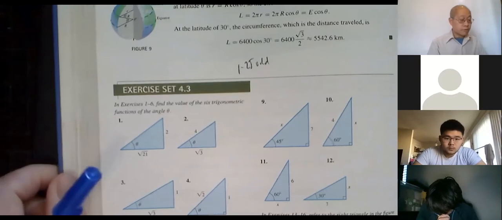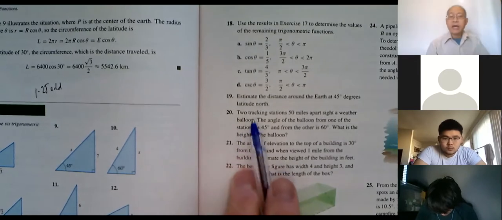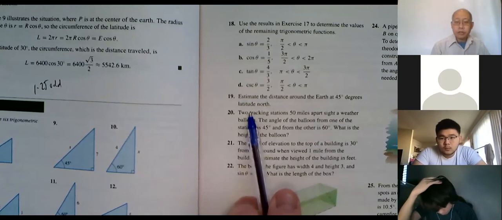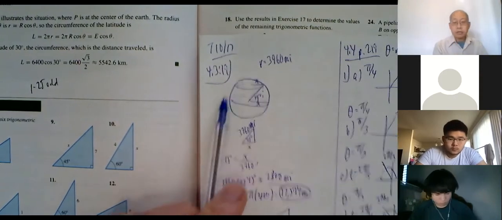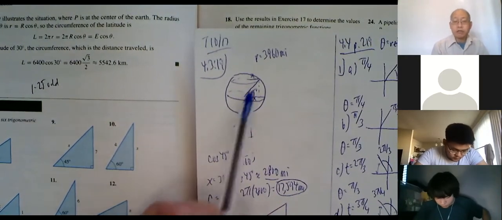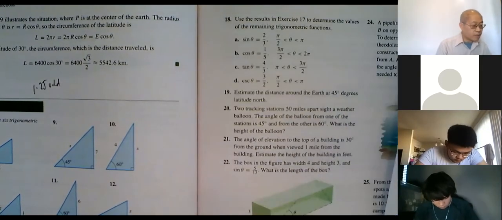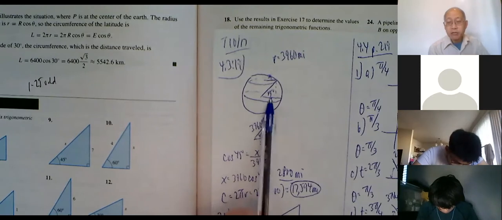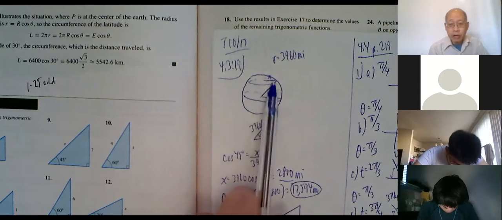All right. So back to 4.3. We have some word problems at the end. Okay, so 19. Estimate the distance around the Earth at 45 degrees latitude north. Okay, so how do you do that? So I drew myself a little picture of the Earth. Okay, we are told that the radius is 3,960 miles. Okay, so we were already given that previously. Okay, so 3,960. If I'm 45 degrees latitude north? Okay, how far is it around the Earth?